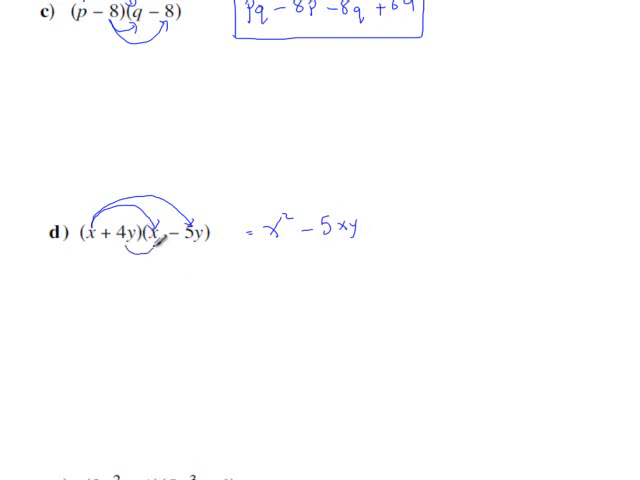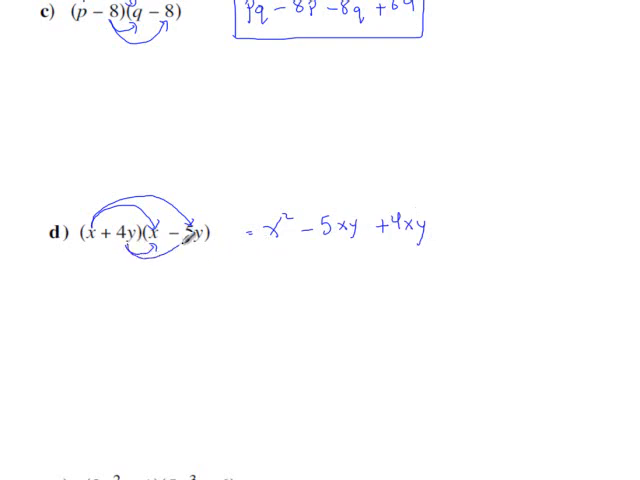Positive 4y times positive x is positive 4yx. I like to write it as positive 4xy, because yx and xy are the same thing. They're both an x being multiplied by y. So I like to always choose one order and write both in the same order so that I remember that they're like terms.